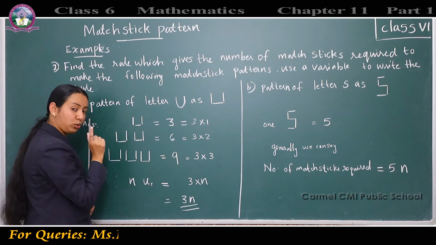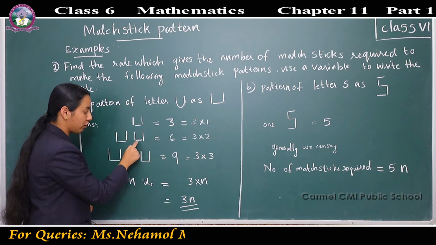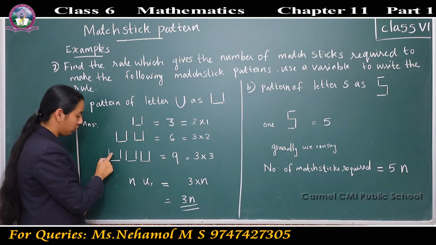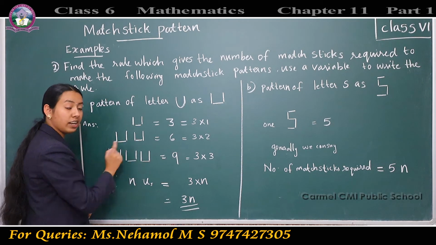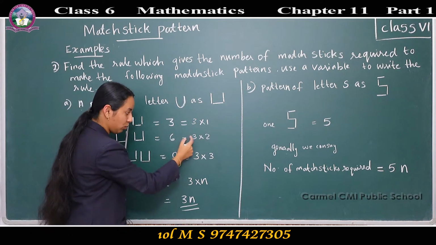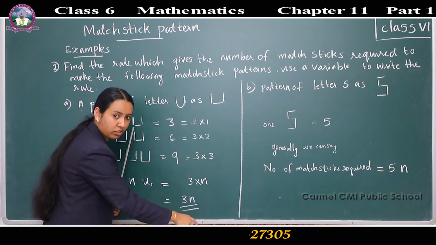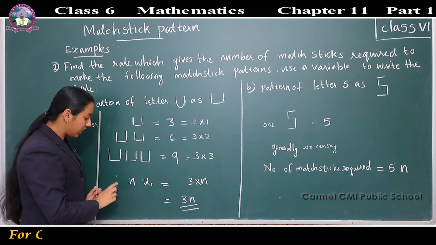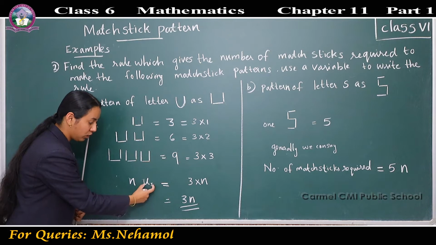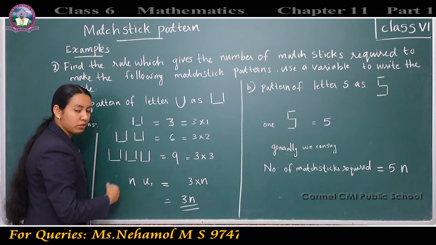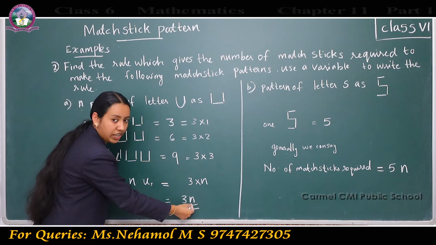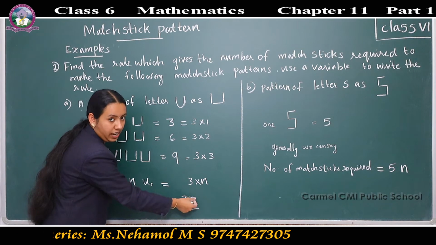Then to make 2 U's, 1, 2, 3, 4, 5, 6. 6 matchsticks are needed. Then to make 3 U's, 1, 2, 3, 4, 5, 6, 7, 8, 9 matchsticks are needed. 3 is the same as 3 into 1. This is 3 into 2, 3 into 3, 3 into 4, 3 into 5 and so on. So generally we can say, to make n U's, how many matchsticks are needed? 3 into n. That is equal to 3n. So this is the general rule, 3n.